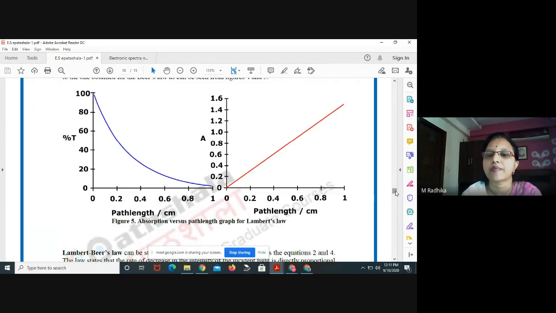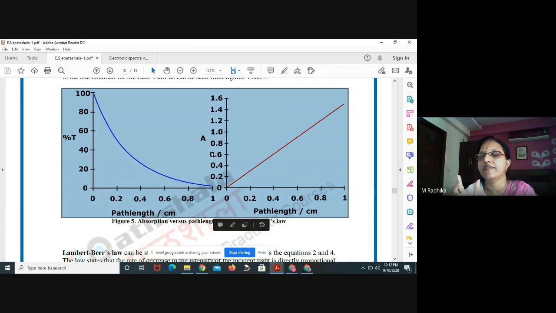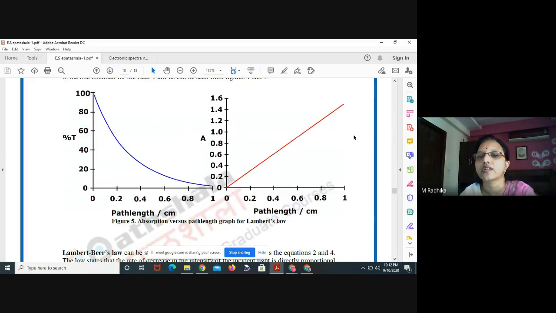Again it is inversely proportional. So the transmittance is falling off as the path length is increasing. Similarly, if I take absorbance, that means if I am increasing the amount of the medium, the path length in which the light is passing, then you see that the absorbance increases with the path length. Same criteria as we have seen for the concentration.